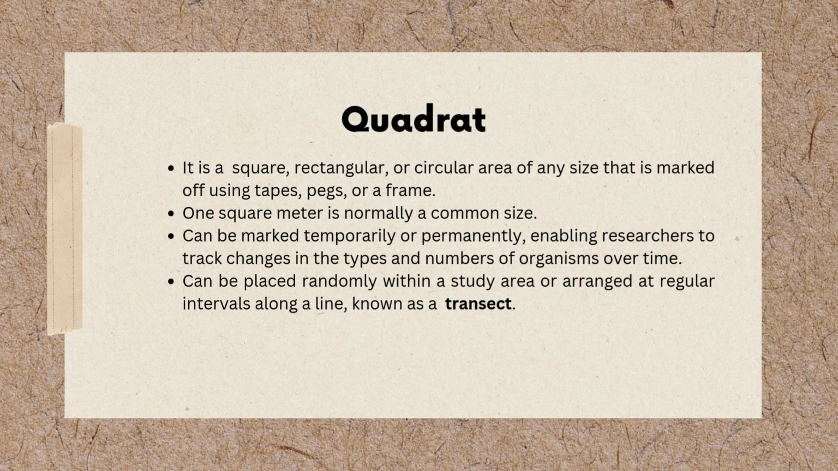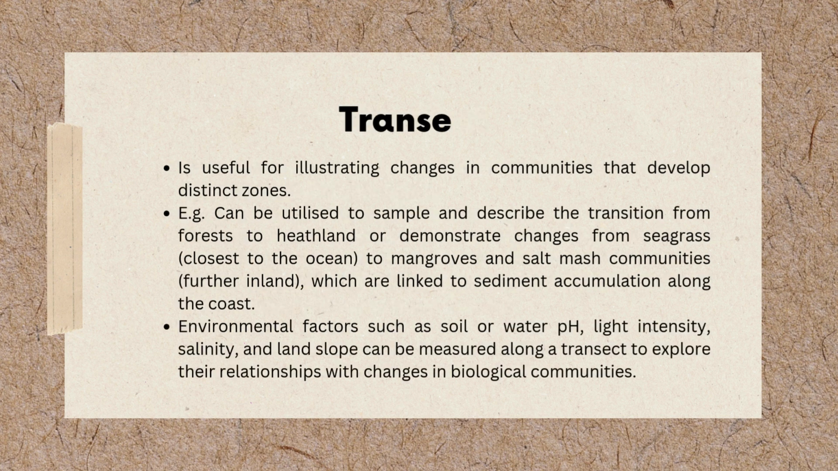Quadrats can be placed randomly within a study area or arranged at regular intervals along a line known as a transect. A transect is useful for illustrating changes in communities that develop distinct zones. For instance, a transect can be utilized to sample and describe the transition from eucalypt forests to heathland.